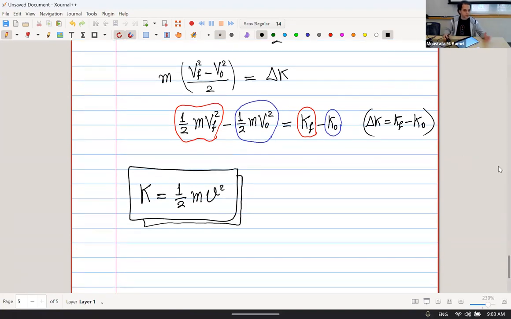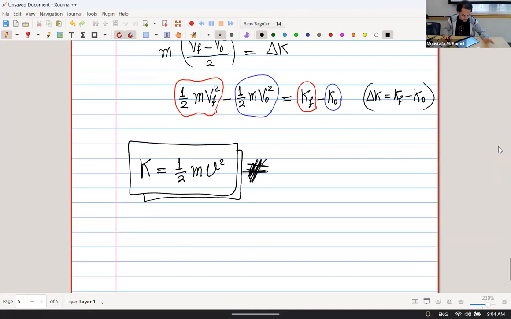So as usual, I'm not going to ask you about the derivation. I'm just showing you the derivation. So when you get to a formula, you see where it came from. But the only important thing here is this formula. Okay, kinetic energy equals half m v squared. m is the mass of the object, v is the speed of the object.